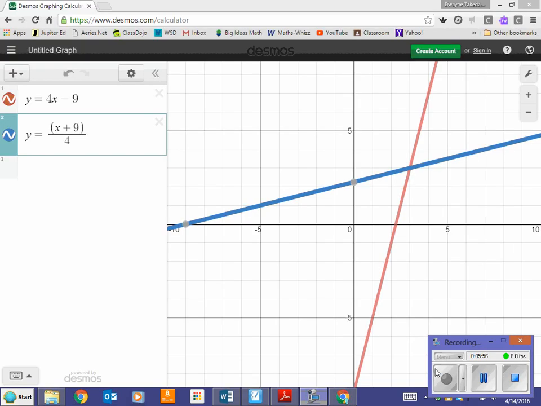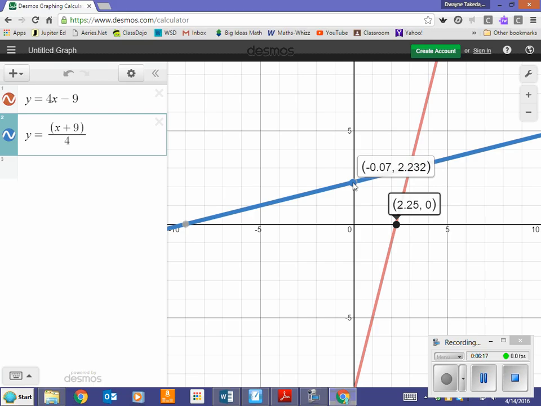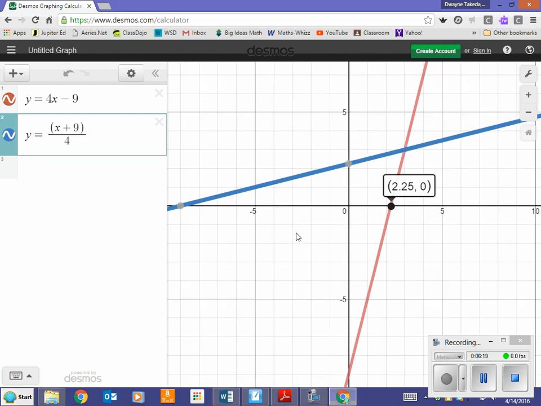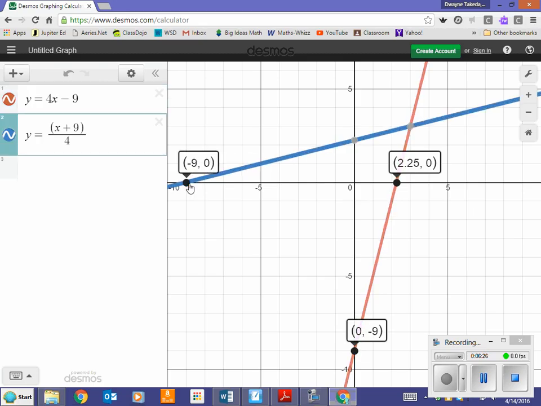So here we are. You'll see that the original function, y equals 4x minus 9, is this kind of dusty red graph. The blue line is the inverse function that we calculated. You'll notice that what was the x-intercept down here becomes the y-intercept of the new graph. And also, what was the y-intercept of the original graph, -9, becomes the x-intercept of the other one.